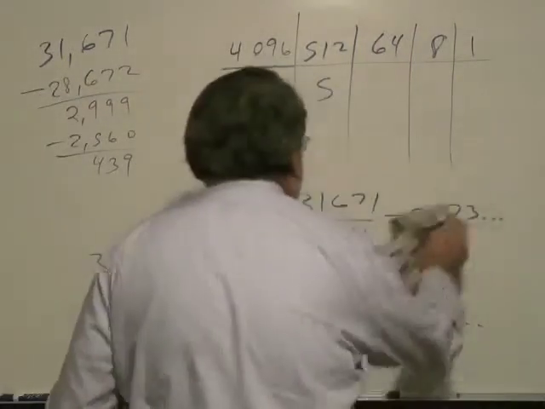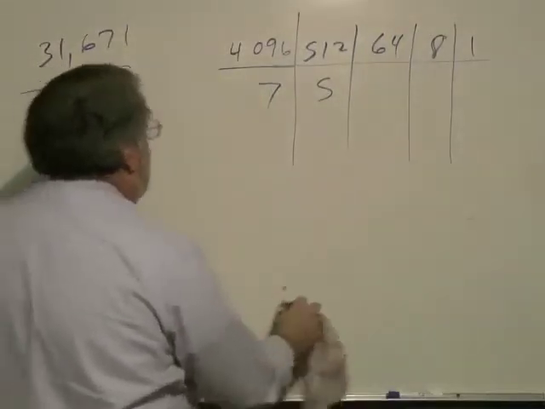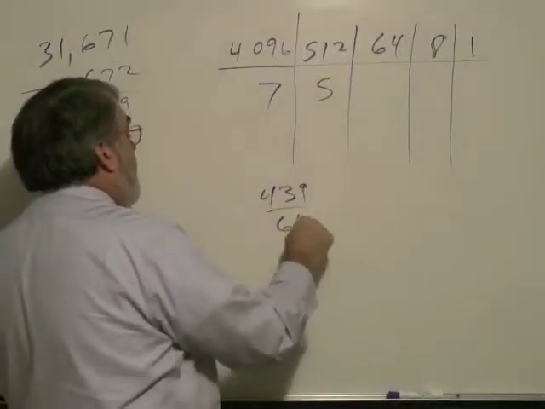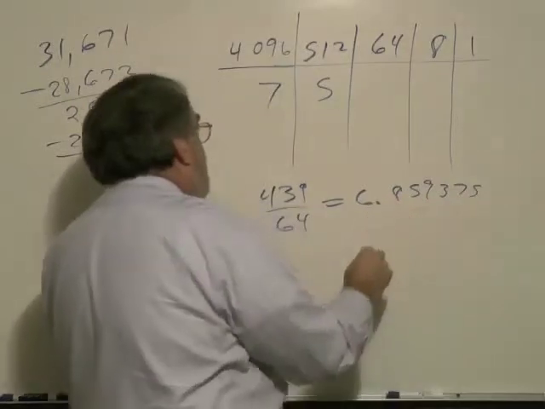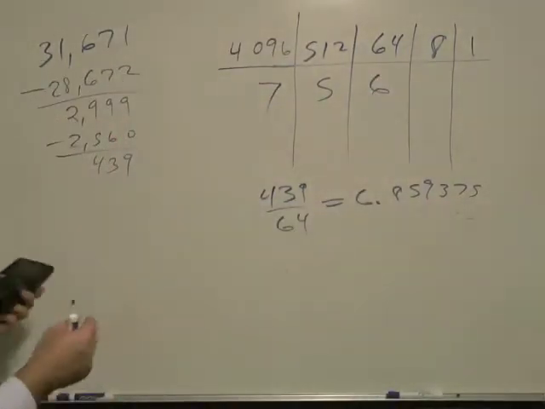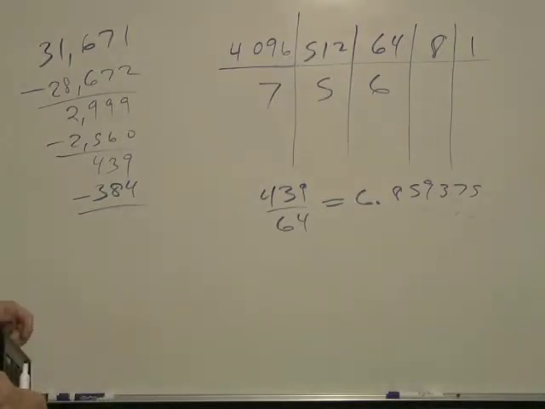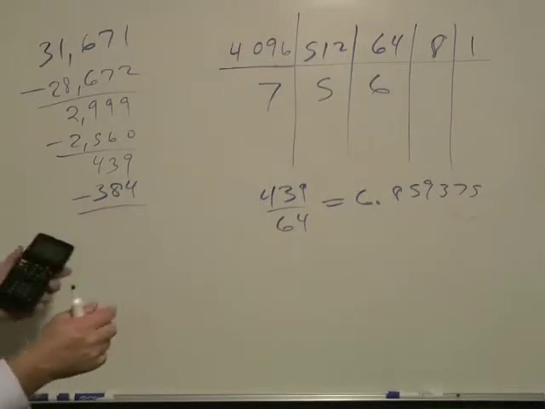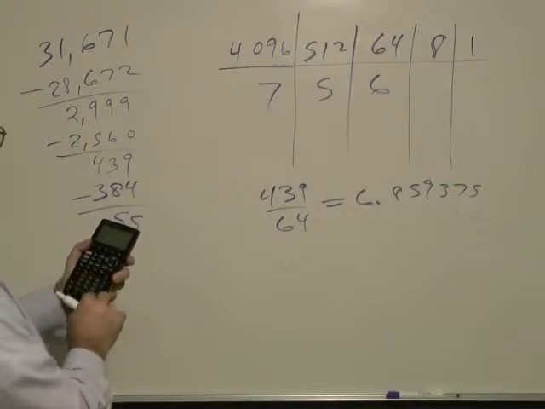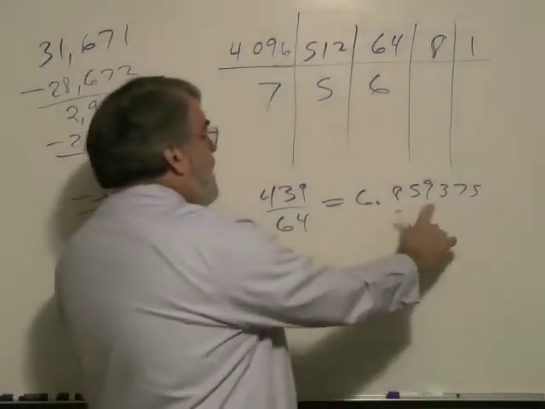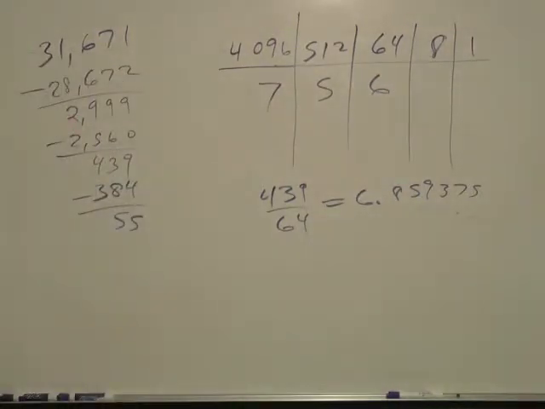I need to do some erasing here. But now we're going to take that remainder, 439, and divide it by 64. So how many times does 64 go into 439? So 439 divided by 64 is 6.859375. So 6 goes here. And 6 times 64 is 384. There are a number of ways to get the next remainder. You could take just 439 minus 384 and get 55, I believe. Or you could take 439 minus 6 times 64 and get 55. Or you could take this part, 0.859375 times 64, and get 55. So, a couple ways there to do that.